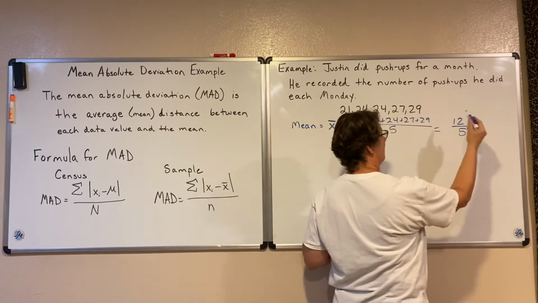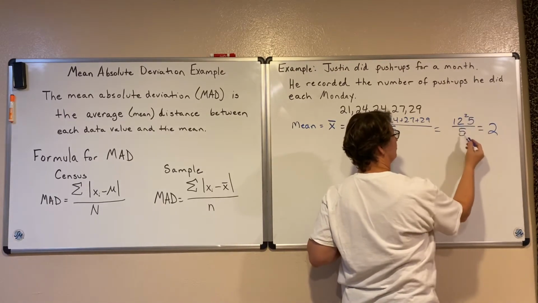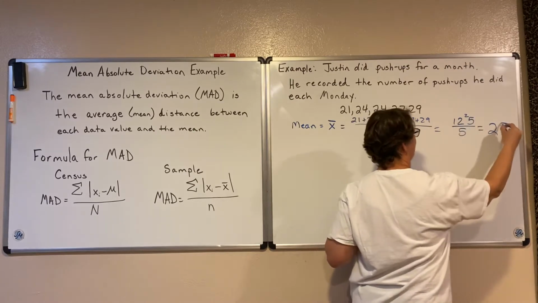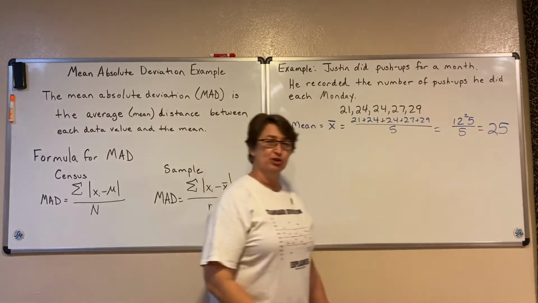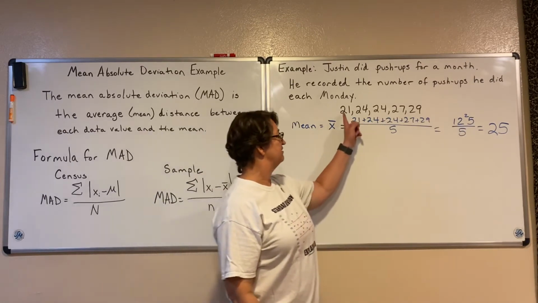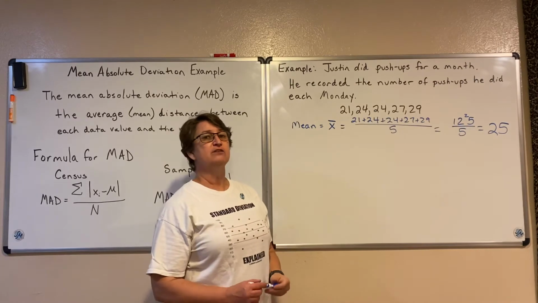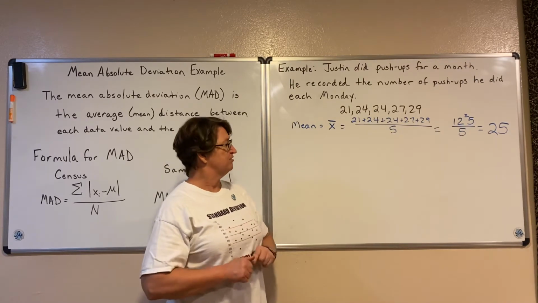Divide it by 5, and 5 goes into 12 2 times with 2 left over. 5 goes into 25 5 times. So the average, or the mean, of this data is 25. Let's see if that makes sense. Is that in the middle of our data? It is. It's there in the center, so it does make sense.